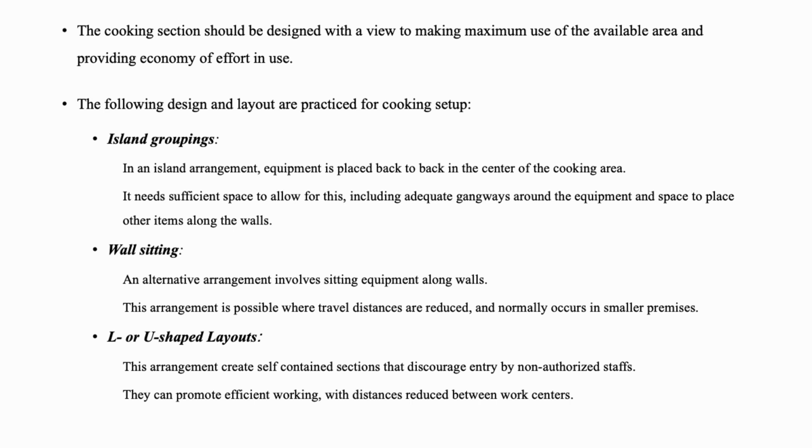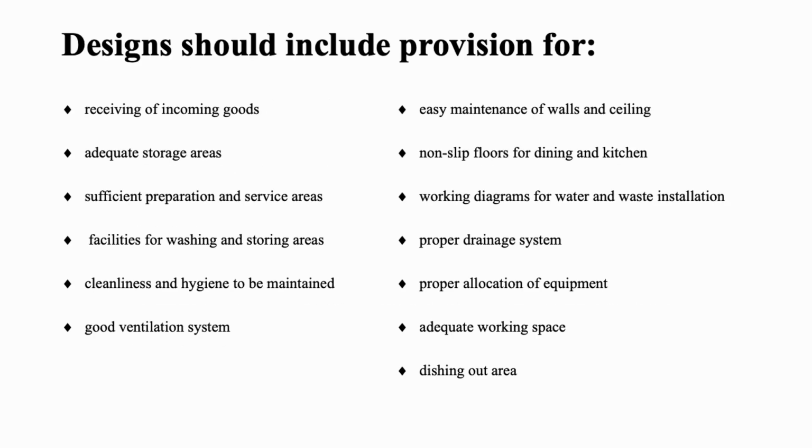It needs sufficient space to allow for this, including adequate gangways around the equipment and space to place other items along the wall. Wall setting, an alternative arrangement, involves setting equipment along the wall. The arrangement is possible where travel distances are reduced and normally occurs in smaller premises. L or U layouts: this arrangement creates self-contained sections that discourage entry by non-authorized staff. They can promote efficient working with distances reduced between work centers.